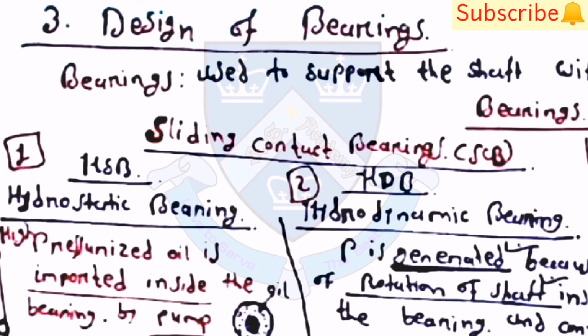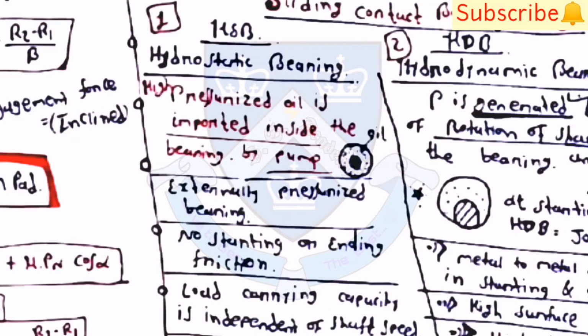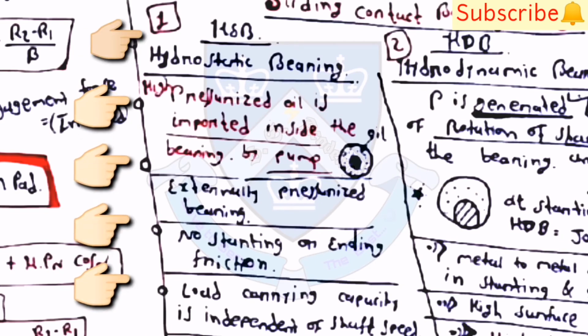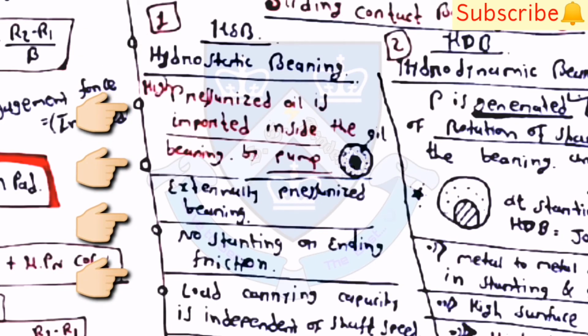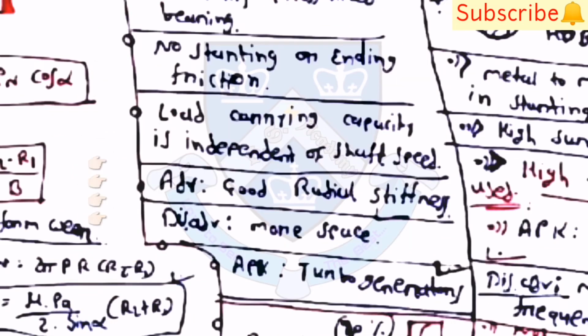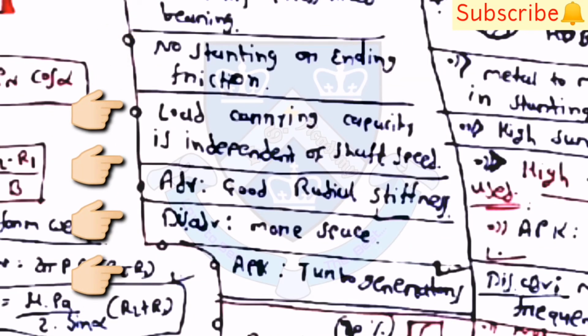Now coming towards the design of bearings, which is the last topic of the subject. In that, the first one is HSB and the second one is HDB. Here HSB stands for hydrostatic bearing and HDB, as you all know, hydrodynamic bearing. In the hydrostatic bearing, high pressurized oil is inputted inside the bearing by the pump, so it is an externally pressurized bearing. There is no starting or ending friction in the HSB, the load carrying capacity is independent of the shaft speed, and the advantages include good radial stiffness.